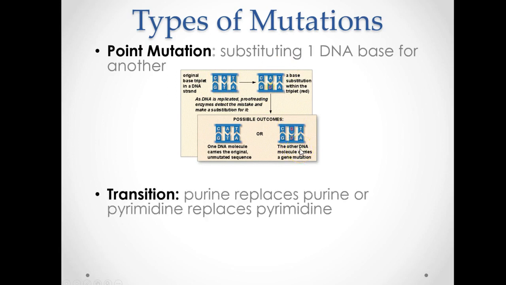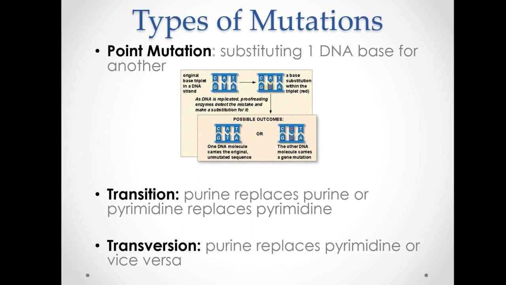Very simple. There's two types, what we call transition point mutations and transversion point mutations. So a transition point mutation is when a purine replaces a purine or a pyrimidine replaces a pyrimidine. So if you remember, adenine and guanine are purines, and thymine and cytosine are pyrimidines. So if you substitute one for the other within a group, it's a transition. If you substitute the A with the T or the C with the G, it becomes what's called a transversion.